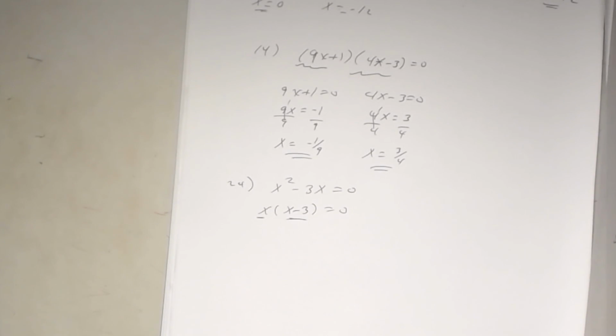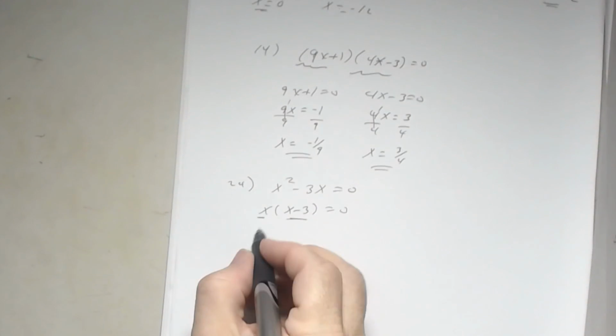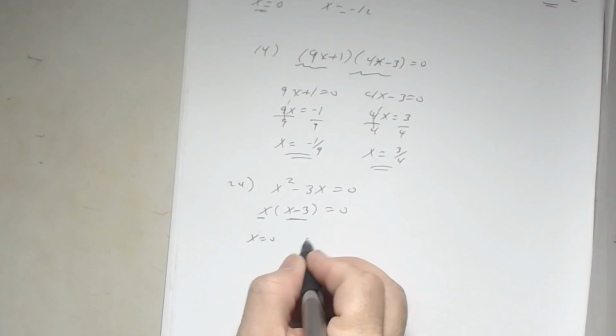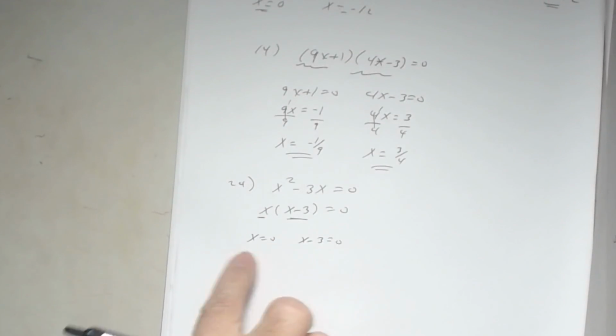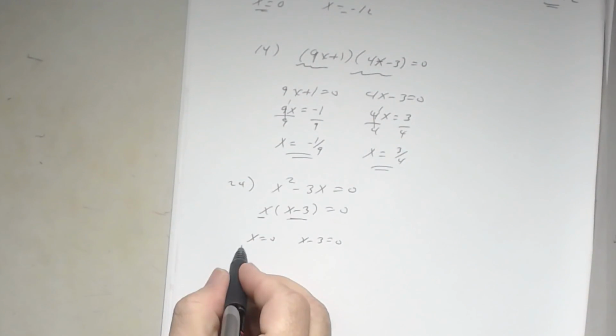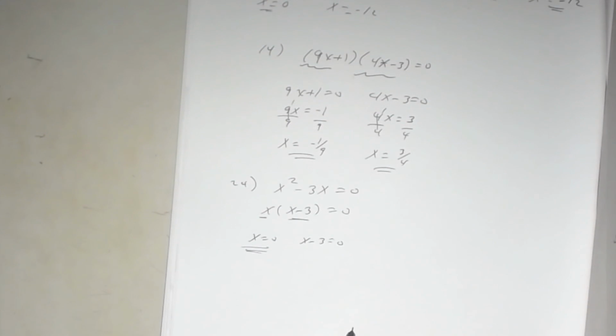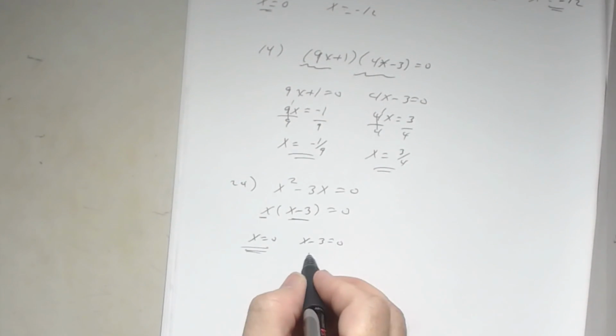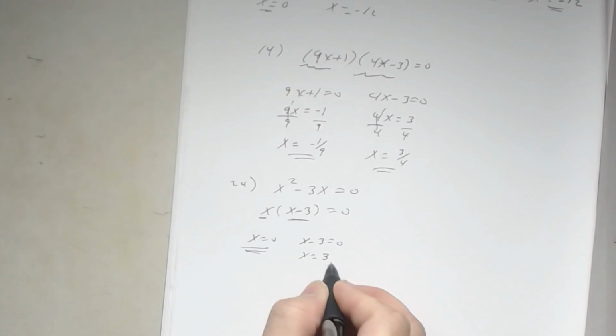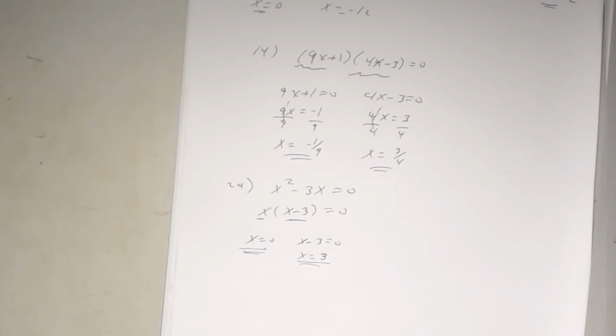That's the only way I can get a product of zero, if one of them is 0. So x equals 0, x minus 3 equals 0, and then I solve each linear equation. Well, this one's already by itself, so what's one of my solutions? x equals 0. What's the other? x equals 3. Okay. So you've got to remember your factoring. GCF is what you need to look at in some cases.